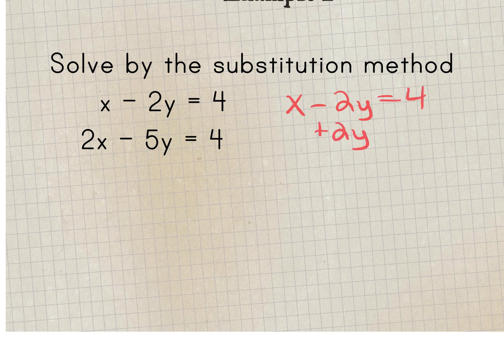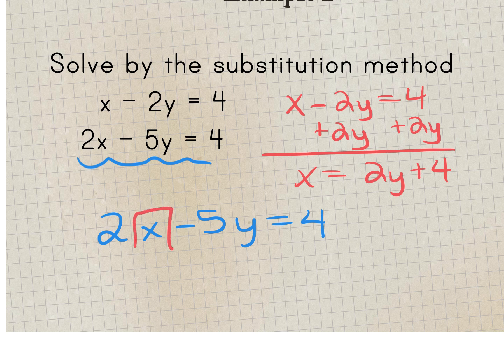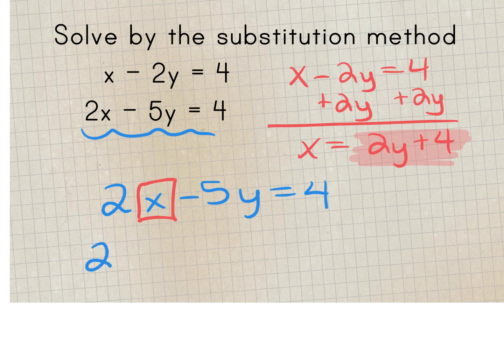So I'm going to add 2y, and I get X is equal to 2y plus 4. I now take what I just found X to be equal to, and I'm going to plug it into my second equation. So I'm taking out X and replacing it with what X equals, which is 2y plus 4. So I'm going to replace it: 2y plus 4 minus 5y equals 4.